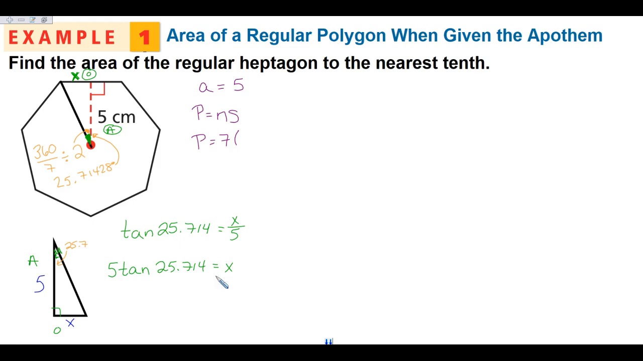If it's not there, pause the video, get it in your calculator right now. That's 360 divided by 7 divided by 2. So in your calculator, you should be looking at this full number. I want you to hit the tangent button and then multiply that by 5.